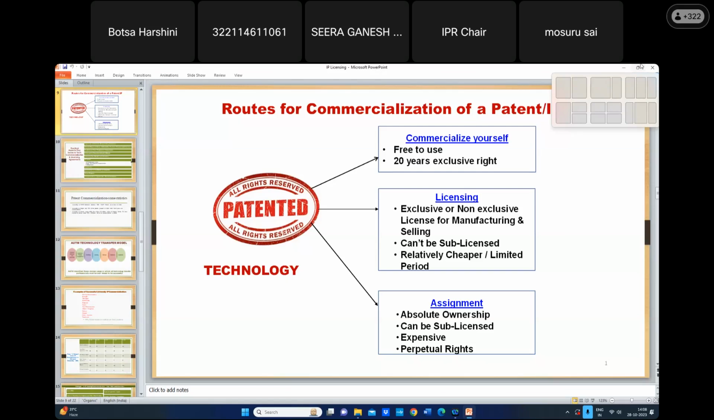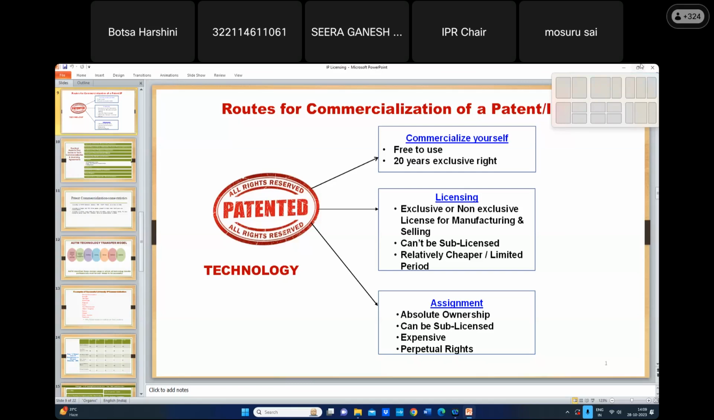The other channel for getting access to this patented knowledge or technology is assignment. Assignment is nothing but getting absolute ownership. How do you get absolute ownership? By outright buying that patent directly from the inventor. It is like buying a car, buying a house, buying land. That is what we call assignment. You are getting 100% ownership of that knowledge.